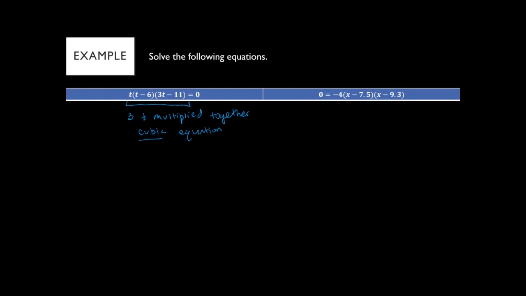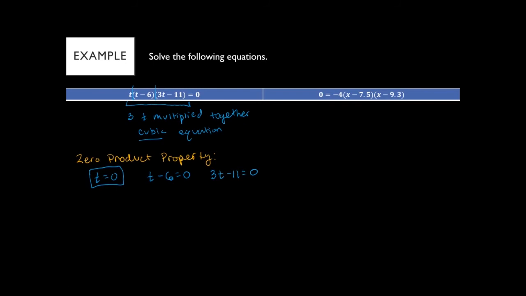So to use that, we're going to use our zero product property here. We're going to set each piece equal to 0. And we've basically got 3 pieces here, so we're going to have 3 equations. You're going to have t equal to 0, which we don't even need to solve. It's right there. We will have t minus 6 equal to 0, and 3t minus 11 equal to 0.